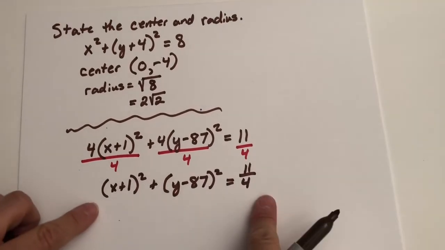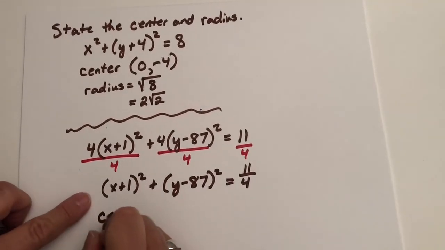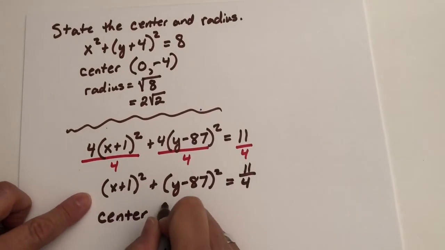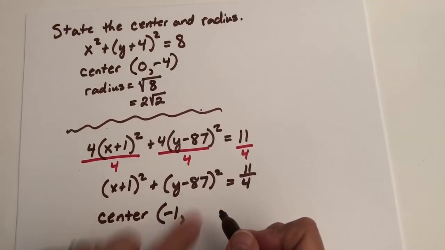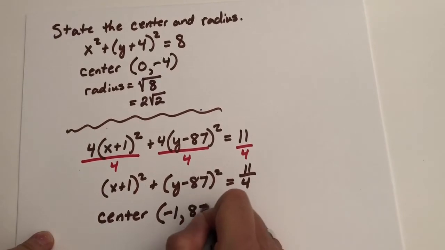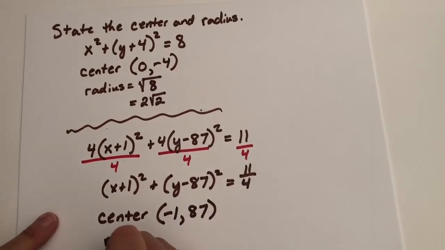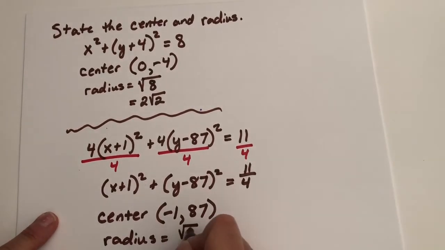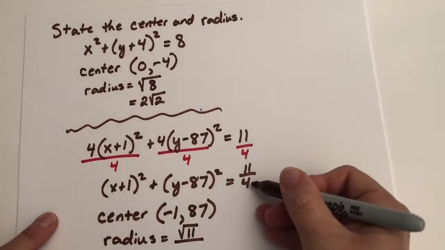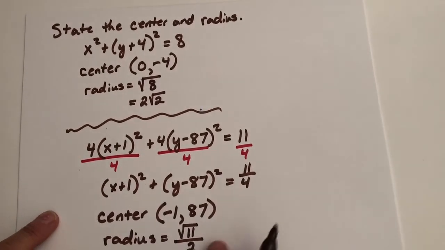And again, our center and radius are practically looking at us. The center would be the opposite of this number, comma, opposite of negative 87 is positive 87. And our radius is the square root of this number. Square root of 11 is, well, just the square root of 11. And the square root of 4 is 2. So I would write the radius as the square root of 11 over 2.